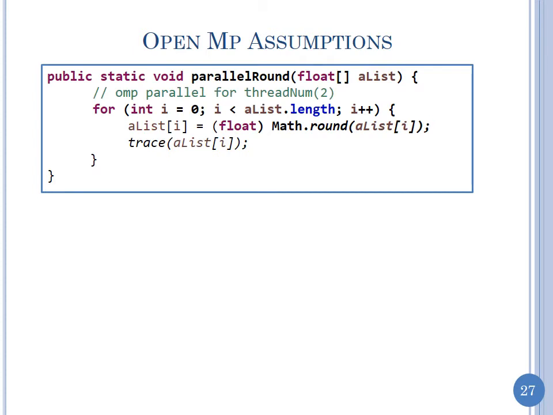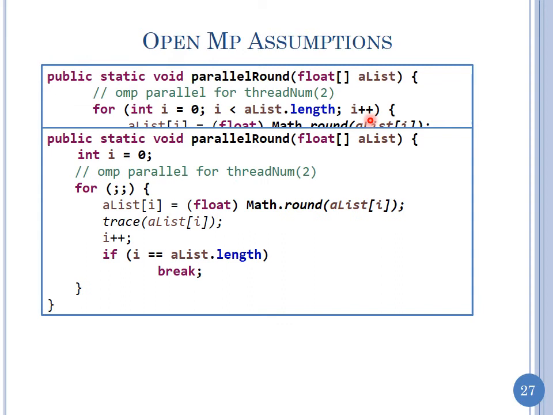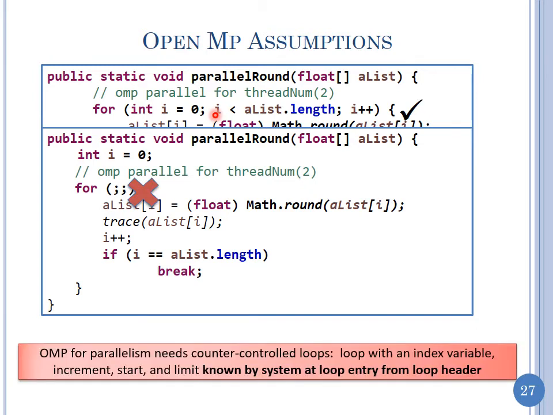So we noticed that we could parallelize this particular loop. It has a variable being initialized, a termination condition and a step. But we could not parallelize this other one, even though they were equivalent, because the header did not have enough information that it needs to do the splitting. So this works, this doesn't work, because OpenMP requires a header that gives it the information necessary. So we could not, in fact, parallelize that loop that I showed you.